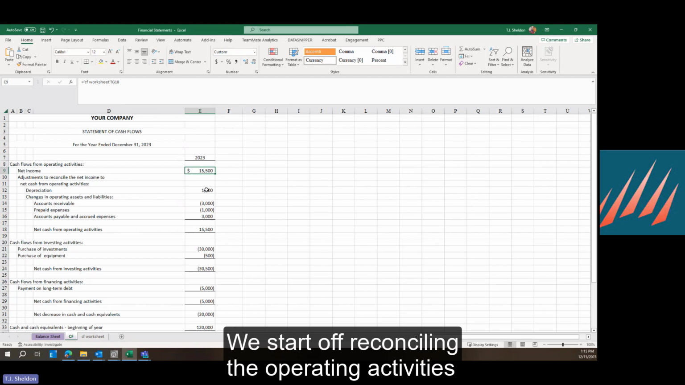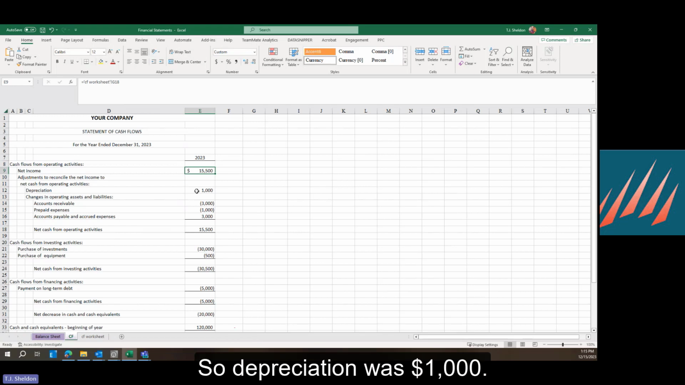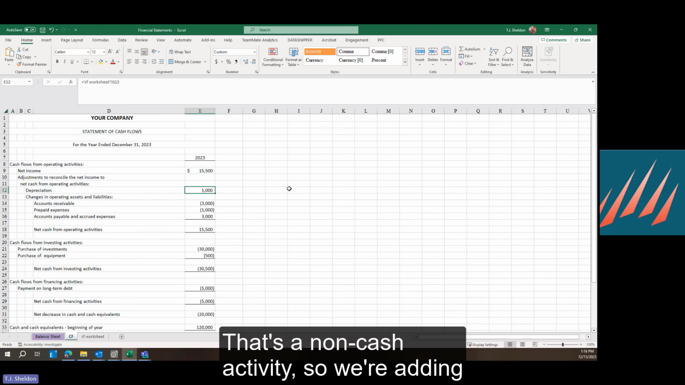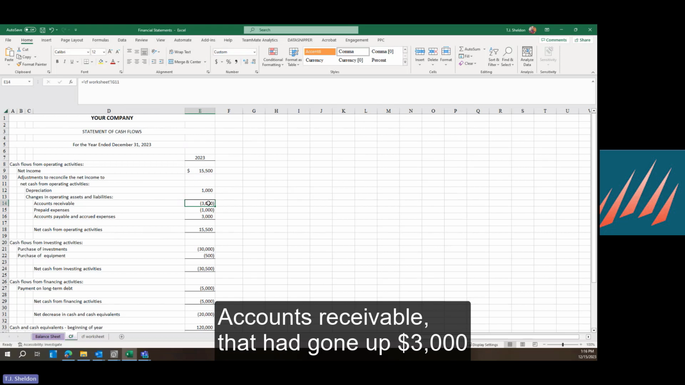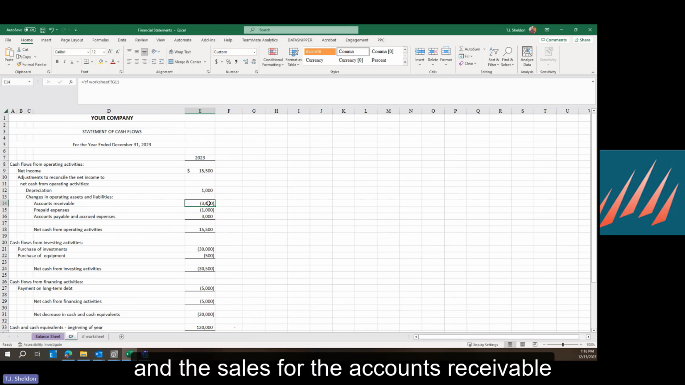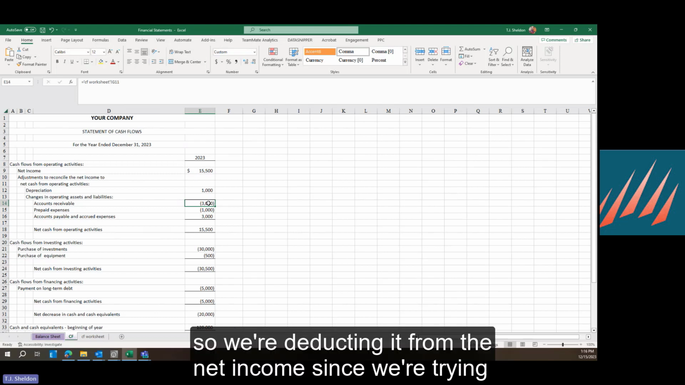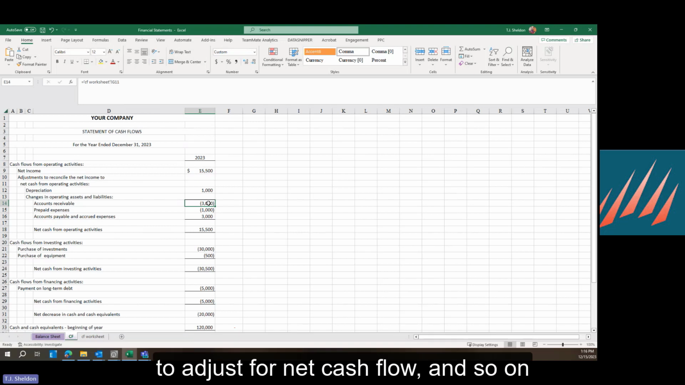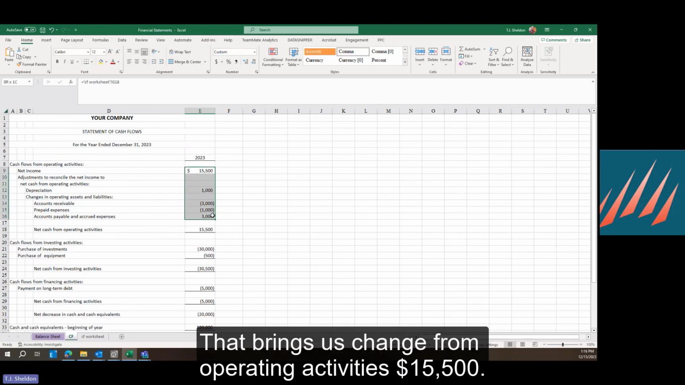We start off reconciling the operating activities, and in these operating activities we're adjusting for non-cash activities. So depreciation was $1,000. That's a non-cash activity, so we're adding that back. Accounts receivable had gone up $3,000, and the sales for the accounts receivable are included in our net income. However, we haven't received the cash, so we're deducting it from the net income since we're trying to adjust for net cash flow. And so on with the prepaid expenses and the accounts payable. That brings us a change from operating activities of $15,500.